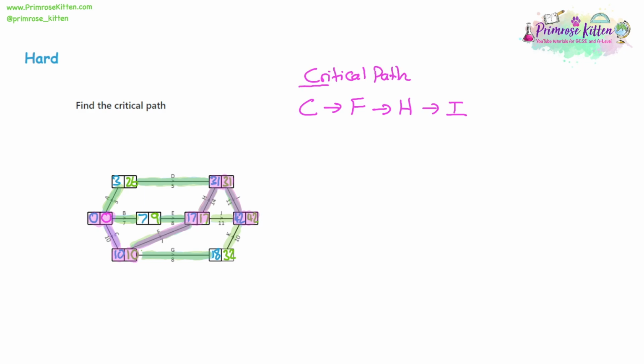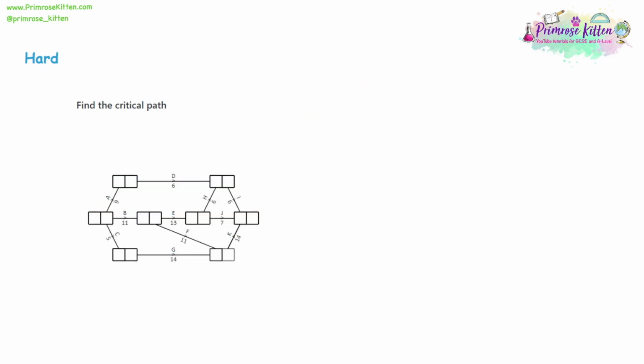And it's good to mention you can also have more than one critical path. So there's only one critical path through these set of tasks. But you could have multiple routes through critical paths as well. So let's have a look at another critical path.